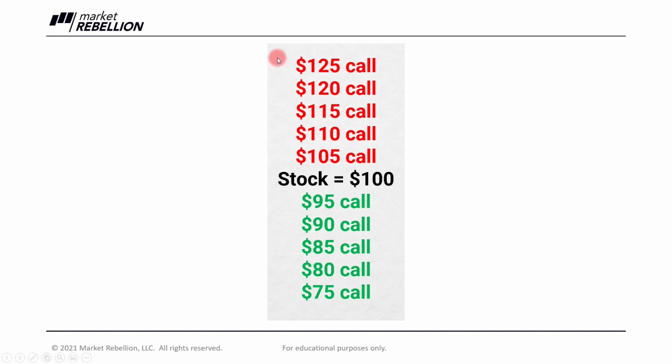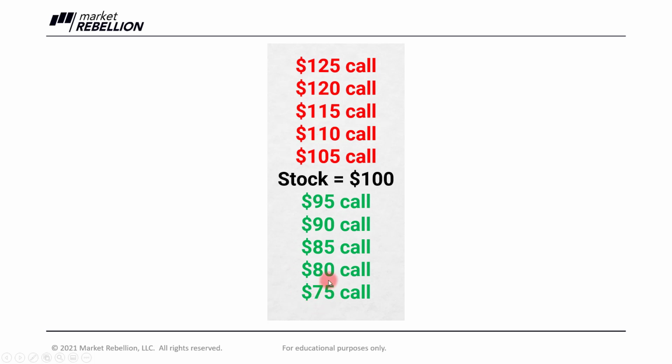So in this example, if the stock ever closed above 125, then you would see the 130 call being listed. And conversely, if it ever closed below 75, then you would see the 70 call being listed.